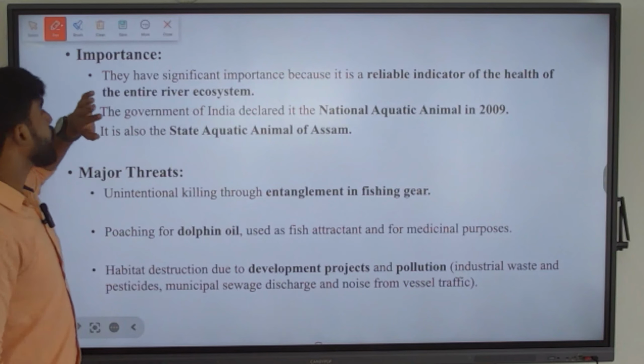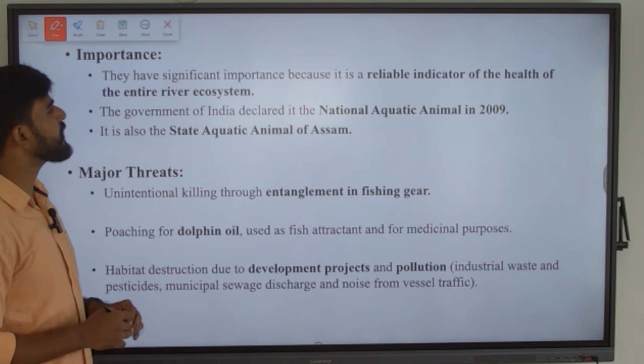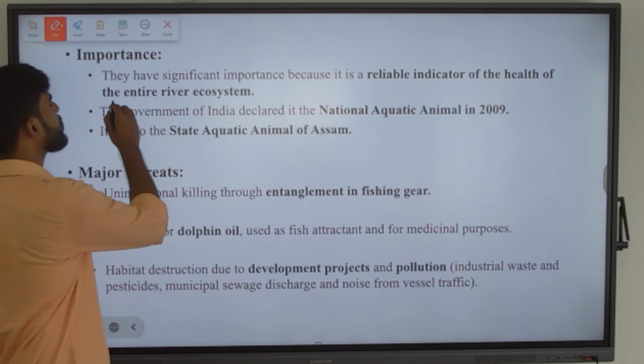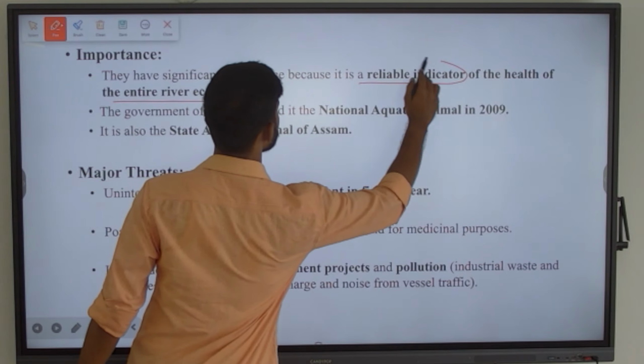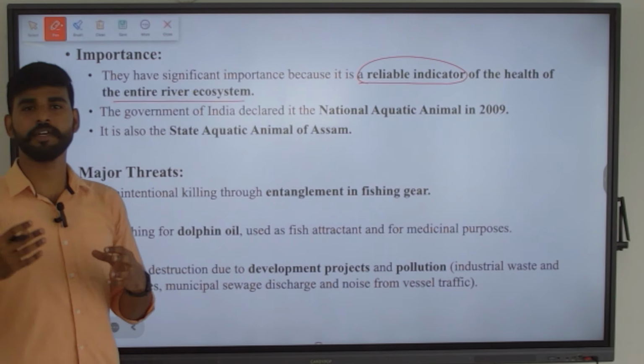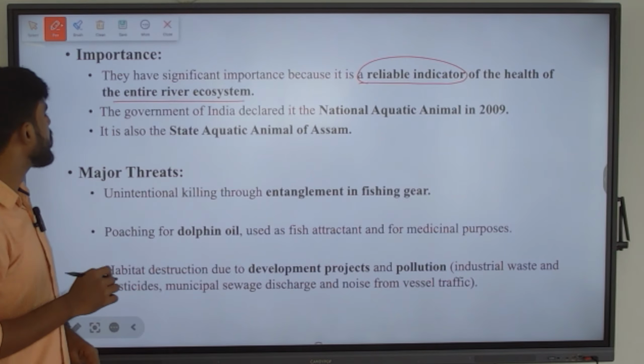Next, what are the important points that we have to know? They have a significant importance because it is a reliable indicator of the health of the entire river ecosystem. Their population increase or decrease is like an indicator for the health of the entire ecosystem.